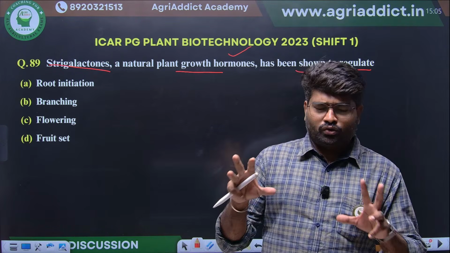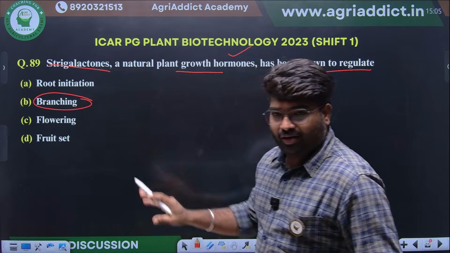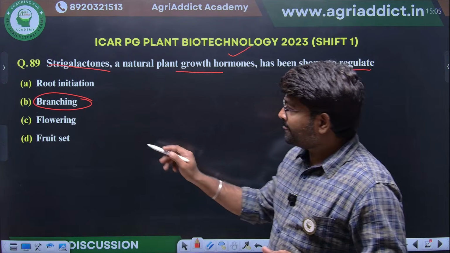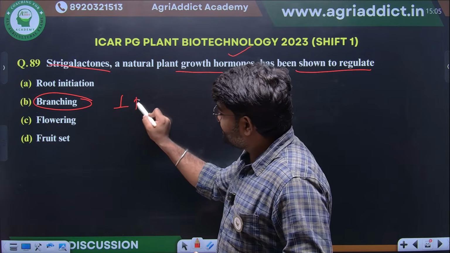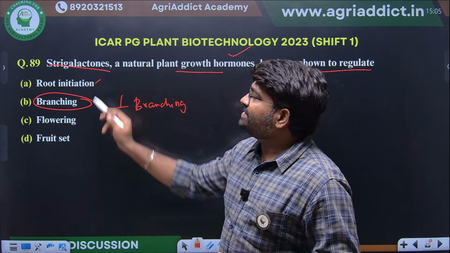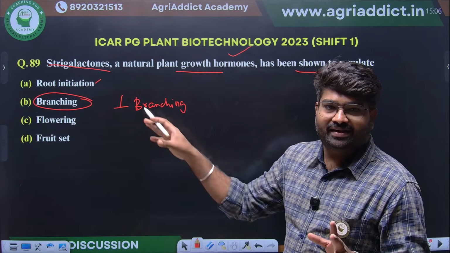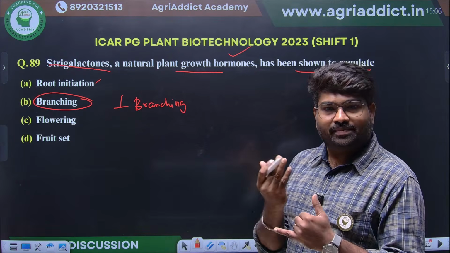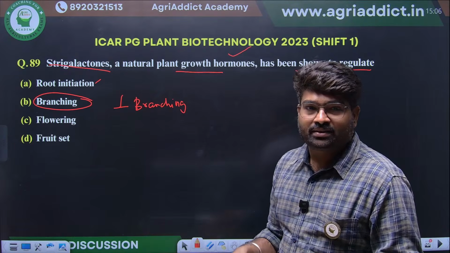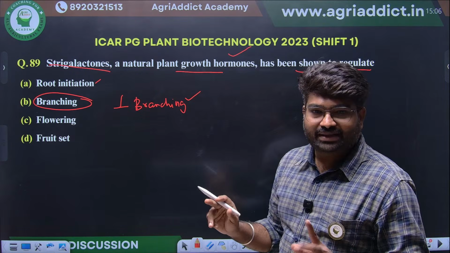Yes. The most important thing is that branching will be regulated by strigolactone. How does it regulate the branching? It will inhibit the branching. Okay, by inhibiting branching. Root initiation is a general work. So many hormones will play that root initiation work. For example, jasmonic acid also will initiate the root. But the specific function for strigolactone is that branching will be regulated. The branching pattern will be regulated.